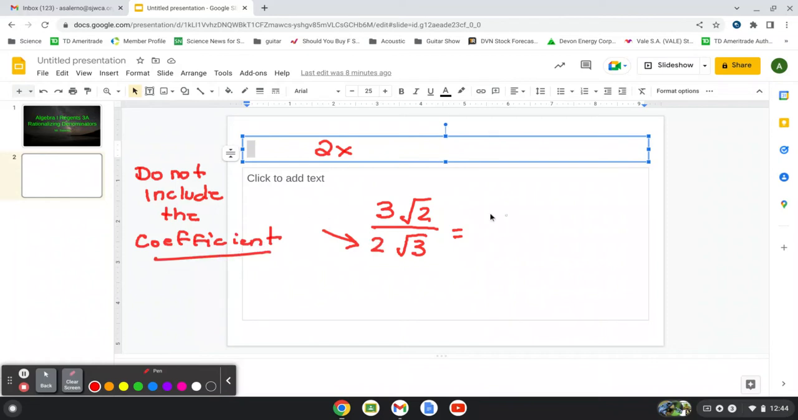So that's the 2. So what I want to do here, let's just write it again. We have 3 square root of 2 over 2 square root of 3. So all we're going to multiply by is the square root of 3.